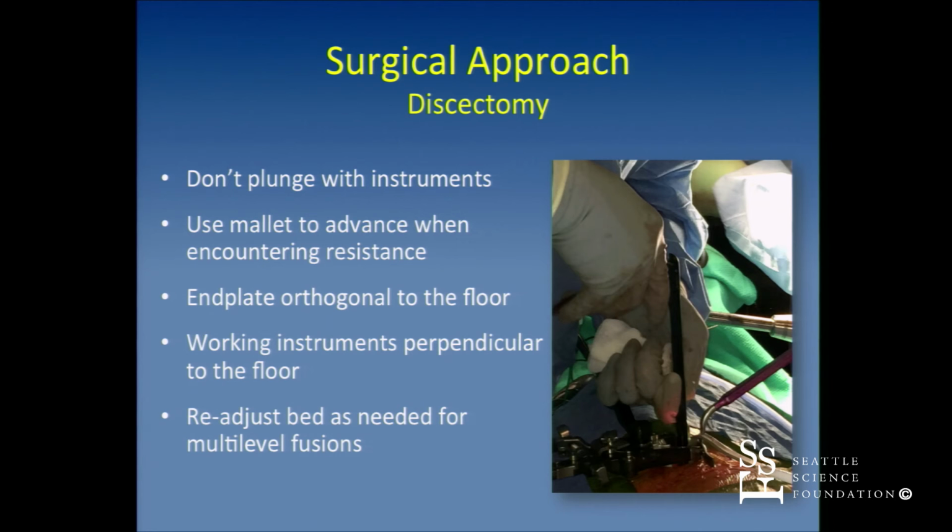And for multi-level fusions, you're typically going to have to reposition the bed to keep an AP and a perfect lateral. In addition, throughout the case, even for a single level, make sure that you're not losing your perfect AP or your lateral, because the patient can shift slightly on the bed. So you might have to readjust the bed to maintain an AP and lateral.